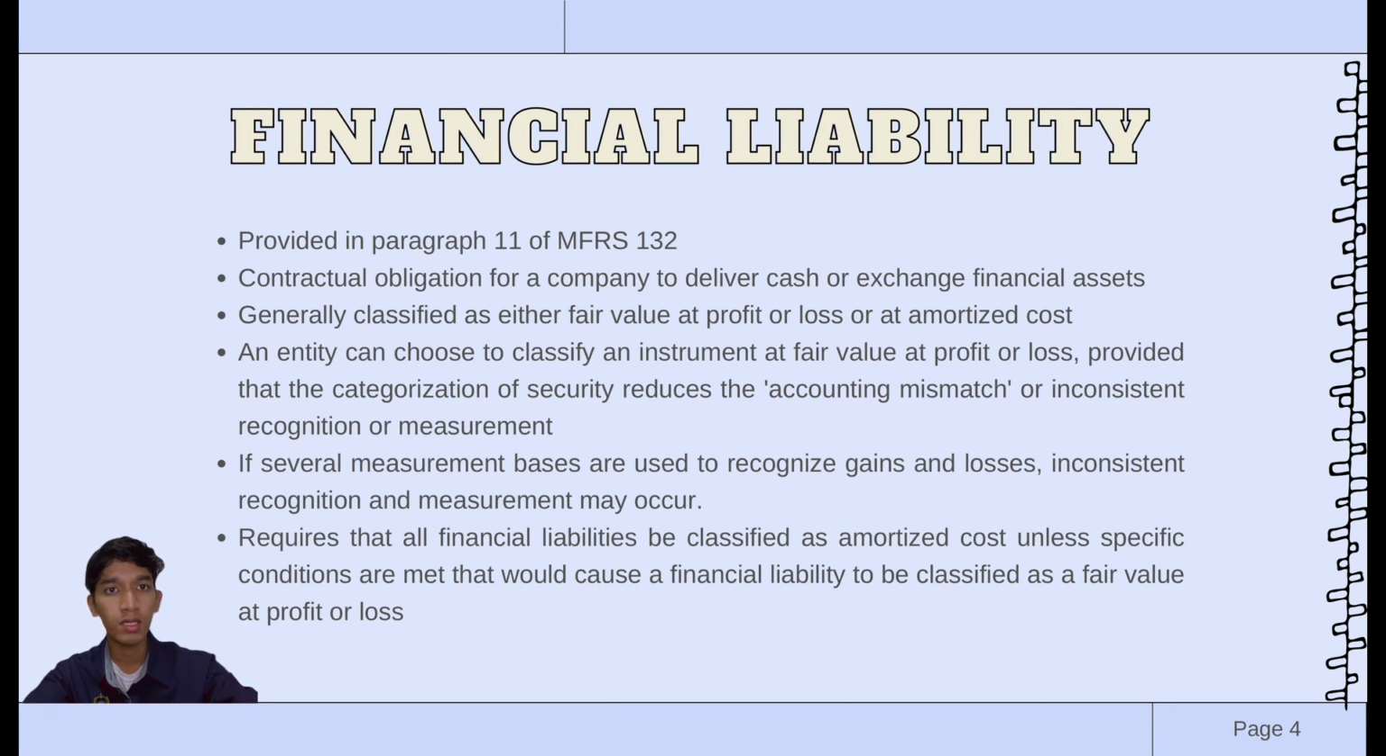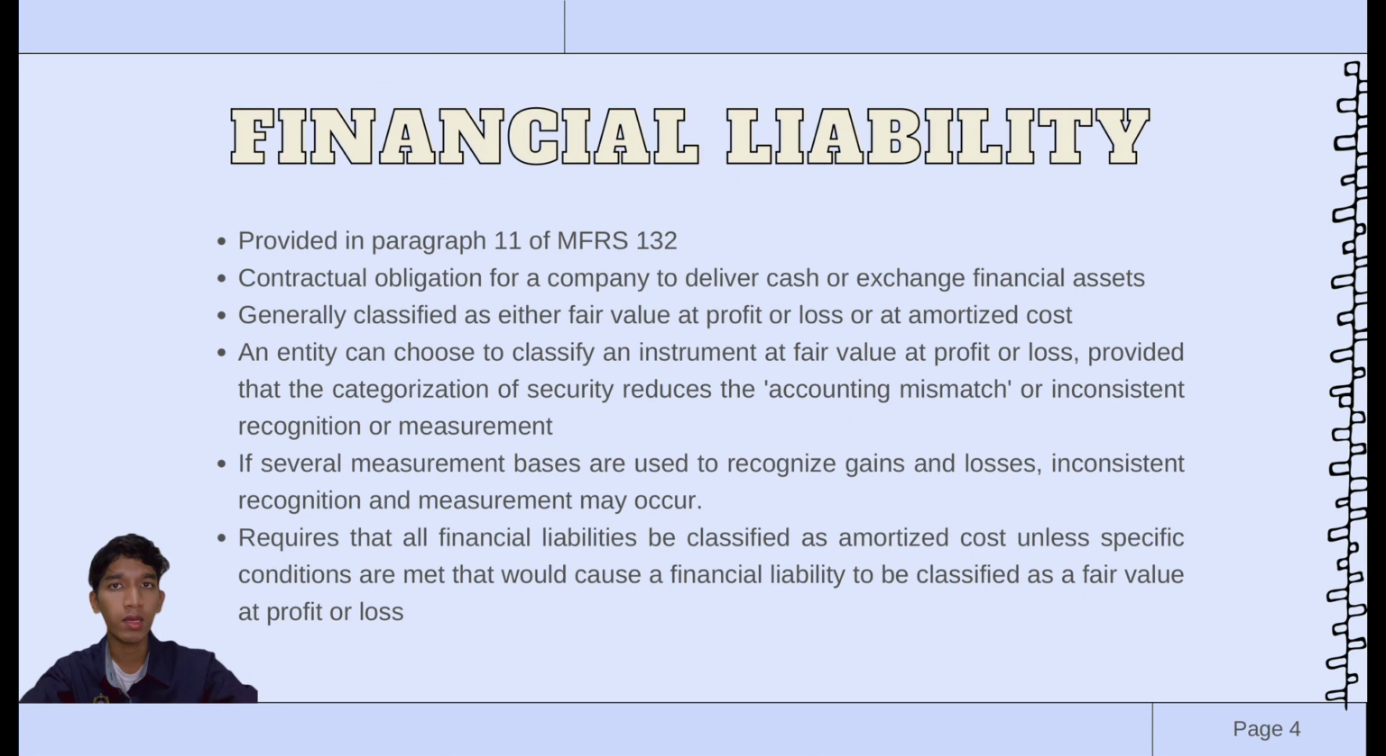Financial liability is generally classified as either fair value at profit or loss or at amortized cost. An entity can choose to classify an instrument at fair value at profit or loss, provided that the categorization reduces the accounting mismatch or inconsistent recognition or measurement. If several measurement bases are used to recognize gain or losses, inconsistent recognition and measurement may occur.